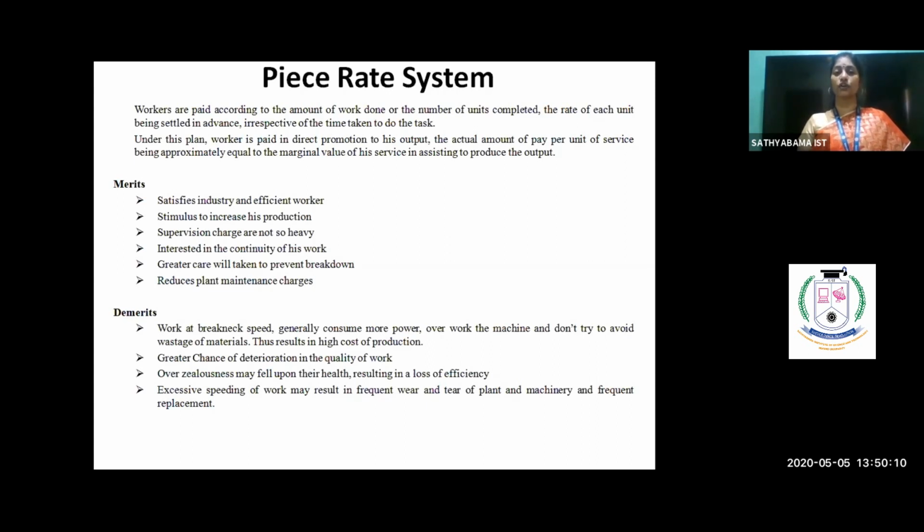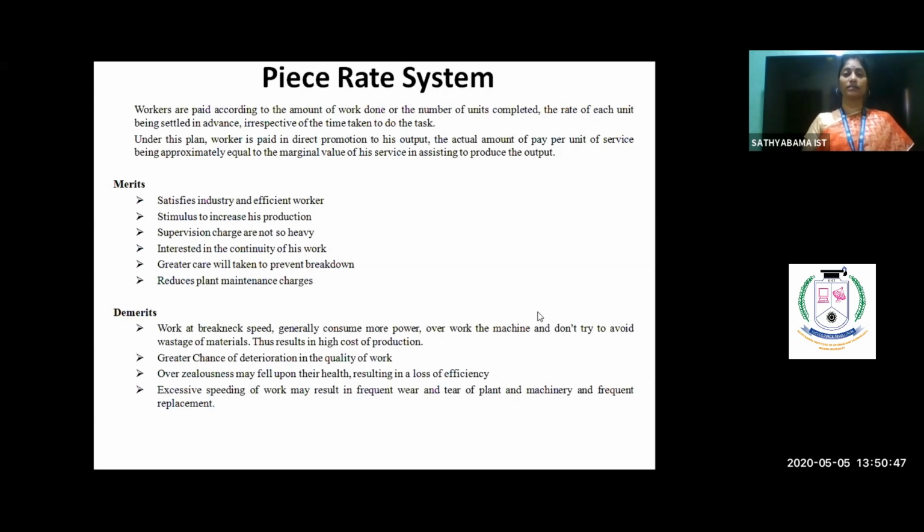Then supervision charges are not so heavy, because when the opportunity is given for a hard worker to showcase efficiency, he himself will focus on the work and increase productivity. So supervision charges will not be high. Then he is interested in the continuity of his work, and when he is satisfied with the job he shows more efficiency, and he will be interested to do his work overtime also. Then greater care will be taken to prevent breakdown and reduce plant maintenance charges, because he will be taking care of the machines when he is performing the work.